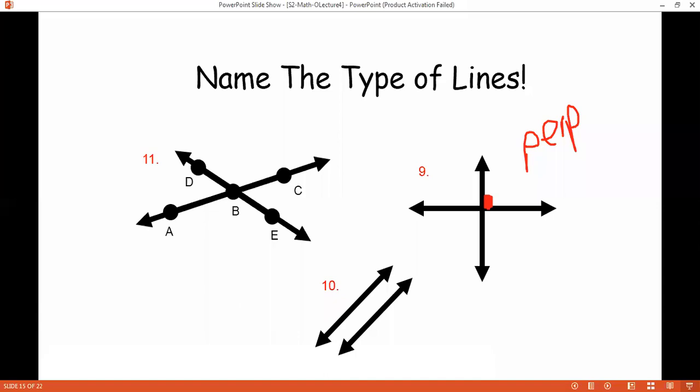Intersecting. Bravo, Kareem. They are intersecting lines because they meet at a point. What's the meeting point? What's the name? Muhammad, why did you answer? It's not your turn.